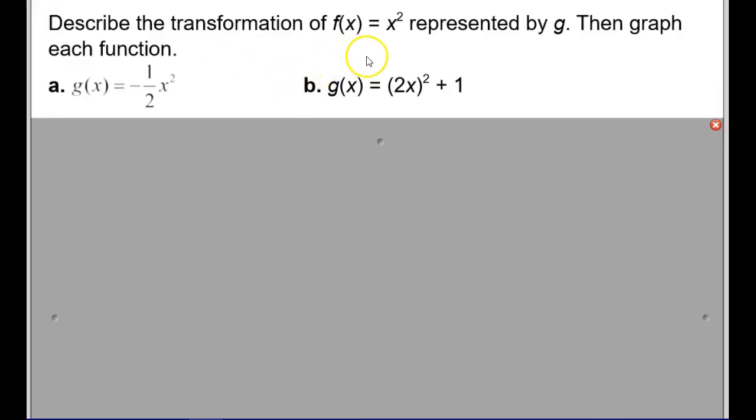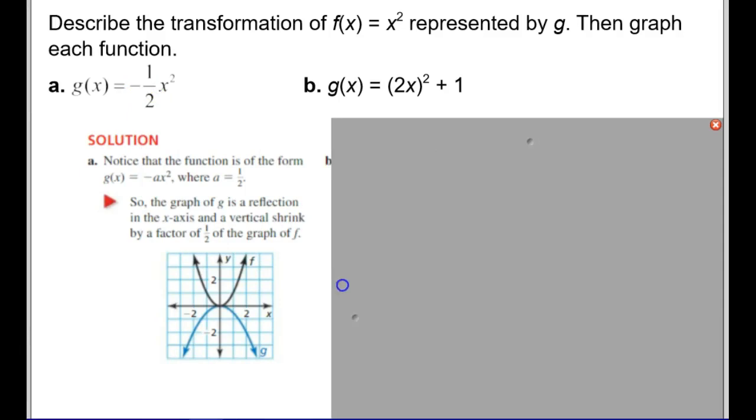So now we're going to describe the transformation, and here's my parent function, quadratic, f of x equals x squared, and now I'm going to do some stuff to it. I'm going to do these transformations. Here I see I have a negative, so I know I'm going to have to reflect it. I also have a fraction, so let's see what that makes it look like.